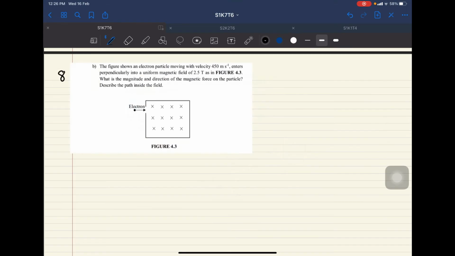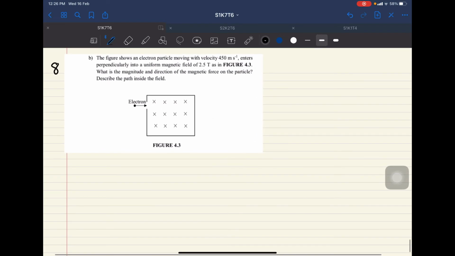Thank you. Okay, next question is question number 8b. The figure shows an electron particle moving with velocity of 450 meter per second, entering perpendicularly into a uniform magnetic field of 2.5 Tesla as in figure 4.3. What is the magnitude and direction of the magnetic field force on the particle? Describe the path of the particle inside the field.